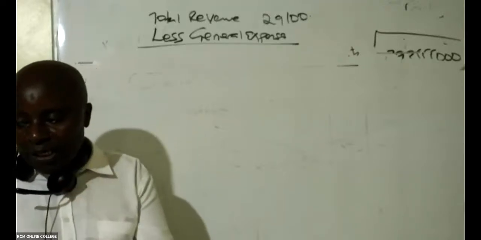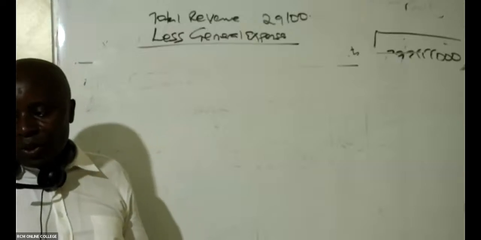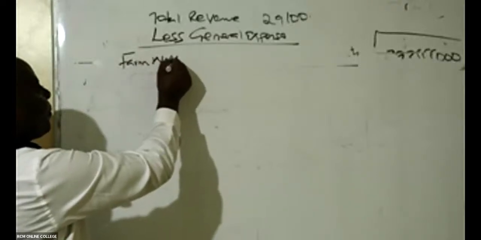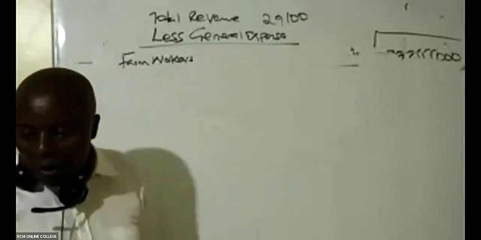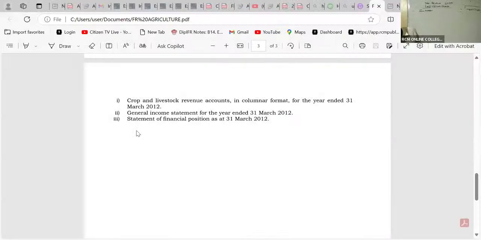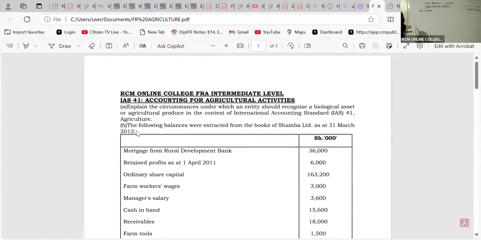All right. So we look at our trial balance. At our trial balance, we are able to see the farm workers' expenses or wages. If you look at the question here, you are able to see the farm workers' wages. It is neither in crops nor in livestock. It's a common expenditure. So the farm worker wages, 3,000. Put this in brackets like that.